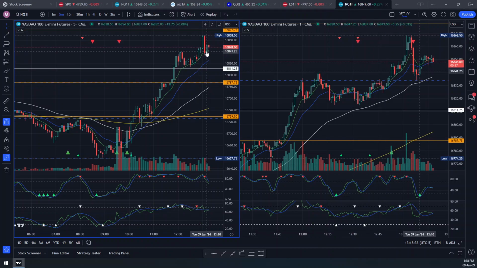No, you're above your 9 EMA, which is my green line. You're way above your 20 EMA, which is my blue line. 60 and 200 are way below. So what happened is basically we took the short here.